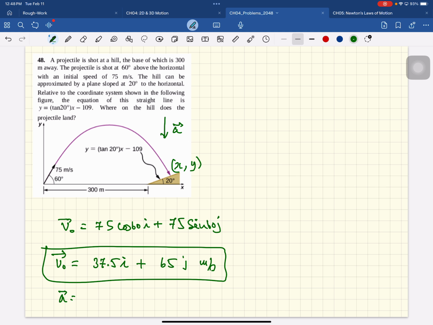And help me out with a. What is a? There's a. Oh, the 0i plus gravity j. 0i minus g j. Okay. All right, so that's how you set up the problem. Now we are ready to do the calculation.